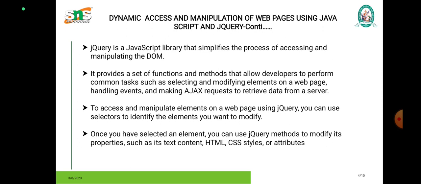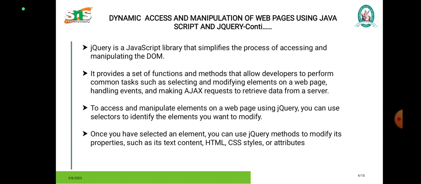jQuery is a JavaScript library that simplifies the process of accessing and manipulating the DOM. It provides a set of functions and methods that allow developers to perform common tasks such as selecting and modifying elements on a web page, handling events, making AJAX requests to retrieve data from the server.